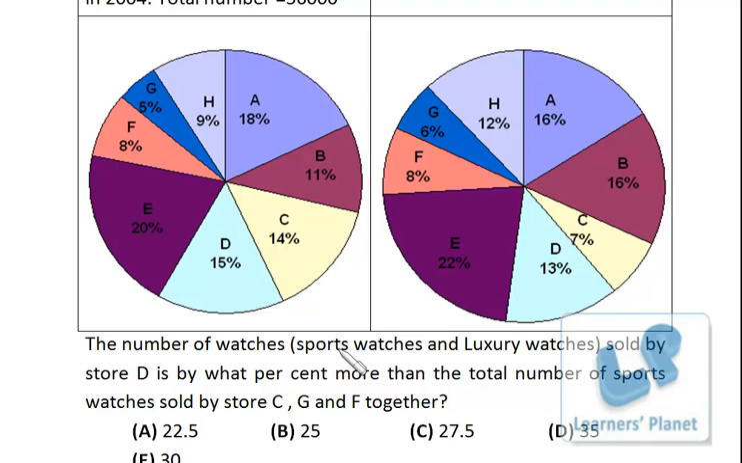Now, the number of sports watches and luxury watches sold by store D is by what percent more than the total number of sports watches sold by stores C, G and F together? Be careful, there is a difference between the two questions. It is how much percent, and it is by what percent more, right? So when you have to calculate by what percent more, first of all you find out the ratio, then take the difference of the ratios, right? Same as in the previous question.